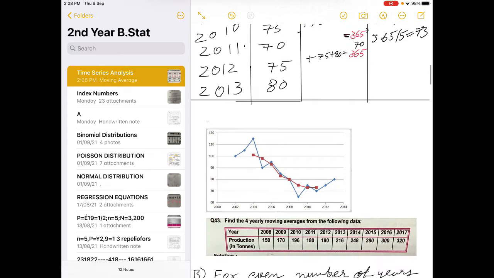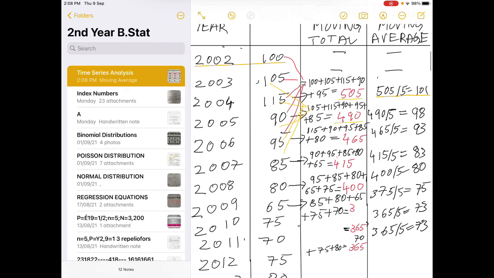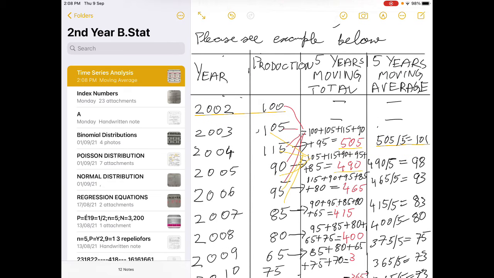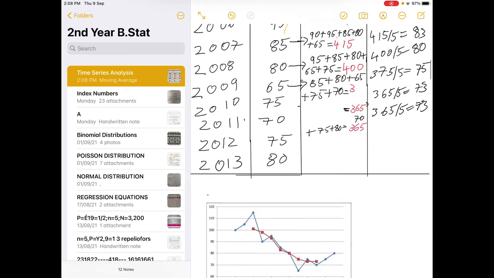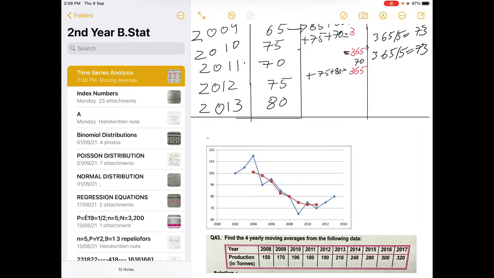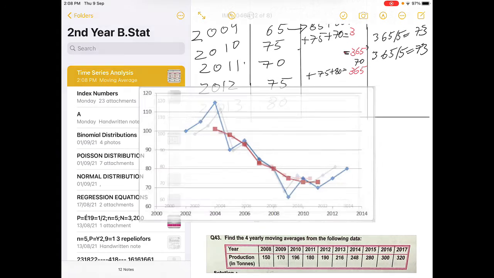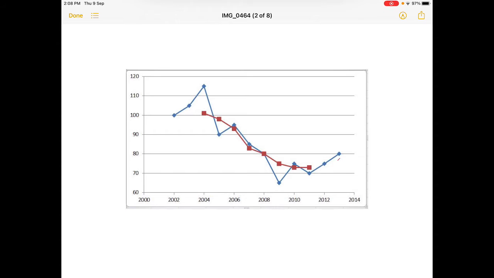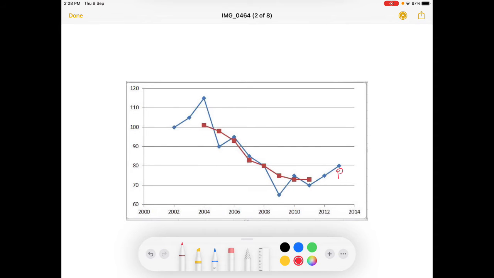So once we have calculated this, we can graph it. We graph the original values of y, the production, and the 5-year moving averages. What you can see in the graph, the blue line is for the production and the red line is our moving average for 5 years. Because we did it for 5 years, it starts from 2004 and goes on till 2011.